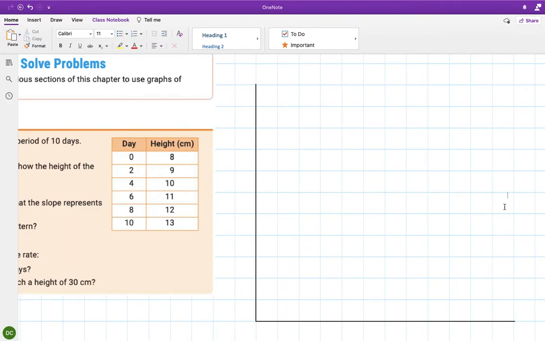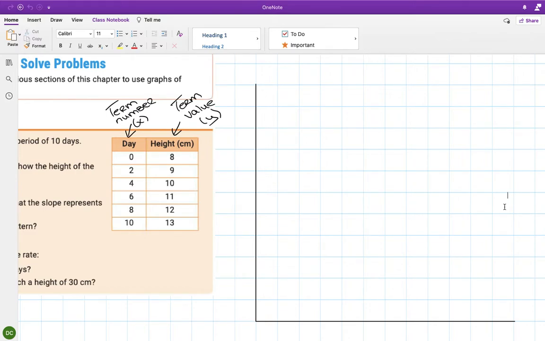Okay, so the fact that these are no longer term number and term value, you have to adapt them. The day, like day number 2, day number 3, that's the same as the term number. So we put that on the x-axis. And then the height, so on day 2 it had a height of 9. That's the same as the term value. So that goes on our y-axis.